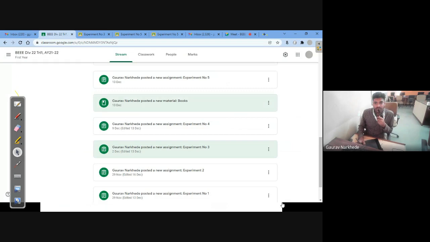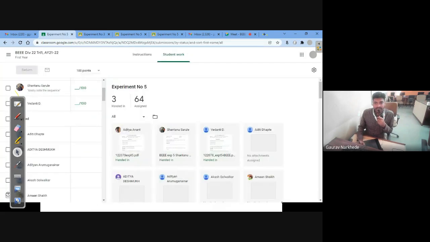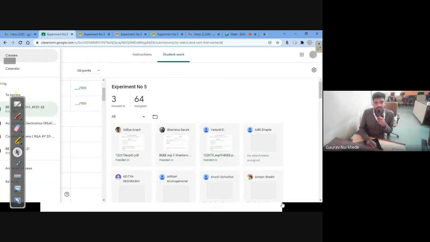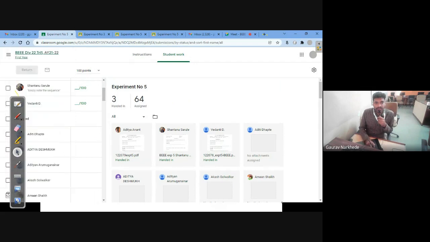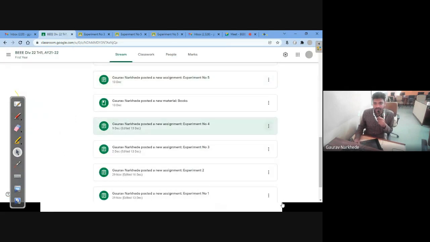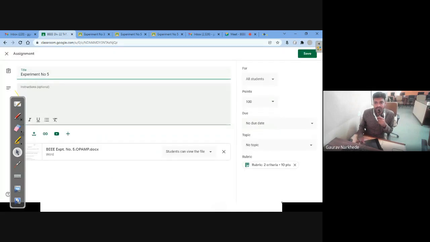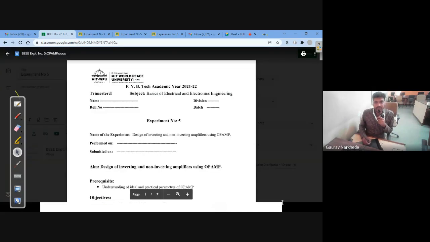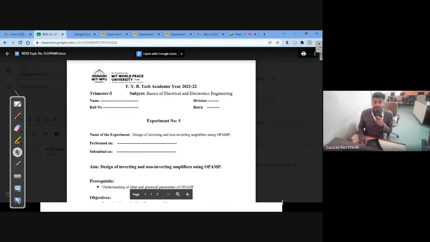Okay, now experiment number 5, right? Here I have assigned you the experiment of maybe linear integrated circuit or op-amp. So here you should do op-amp only. Okay, right? So you should upload here the write-up of operational amplifier only.